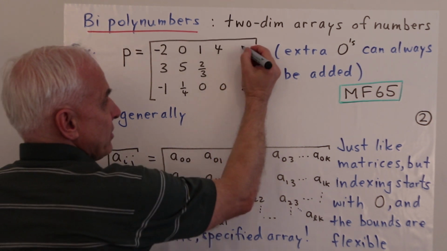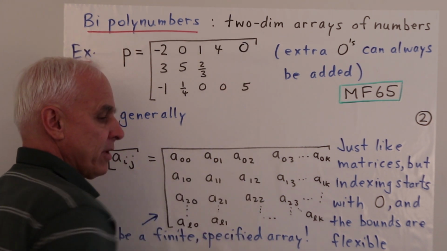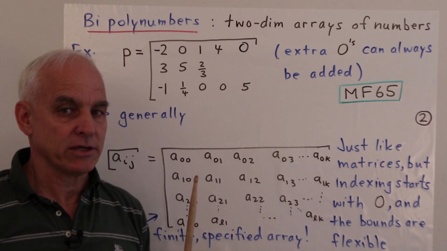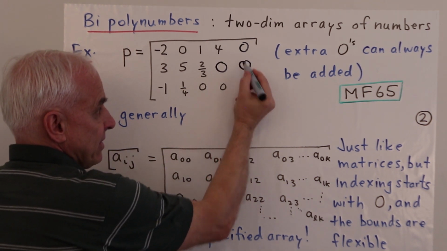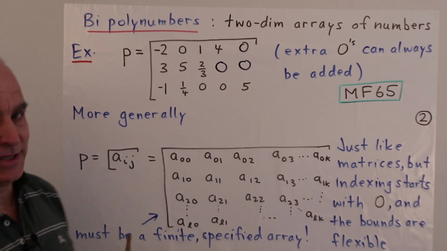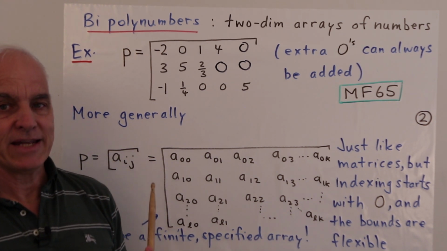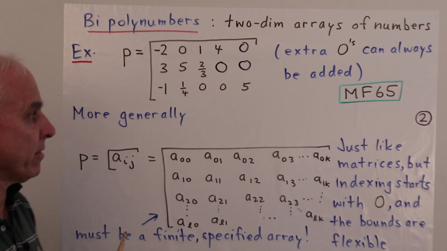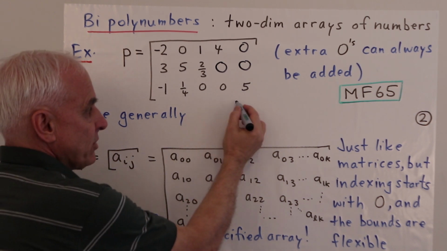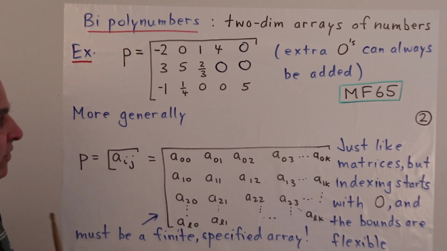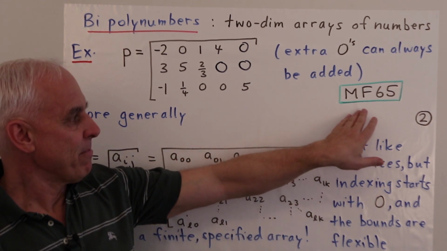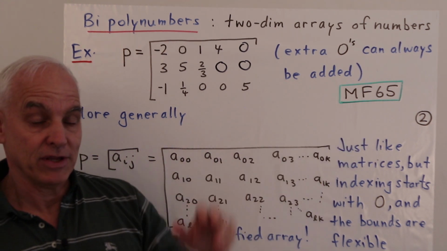So we could put another 0 here, and we're going to consider that to be the same object. This space right here, we could put a 0 there. We could replace that space with a 0. It's still going to be the same bipolynumber. We could also add zeros down here, okay? So we have to be flexible about the nature of zeros. So if you want to know a little bit more about this, Math Foundation 65 talks about these kinds of objects.